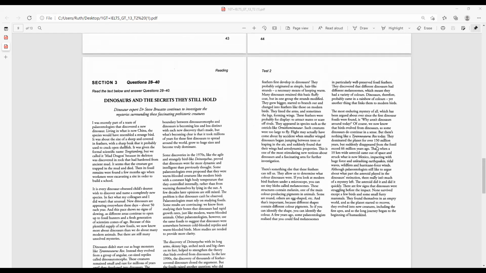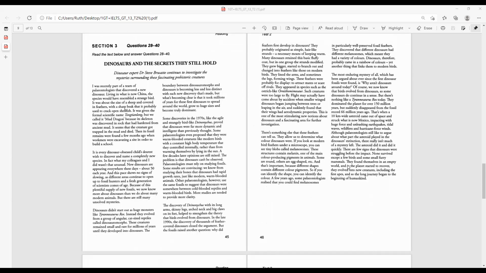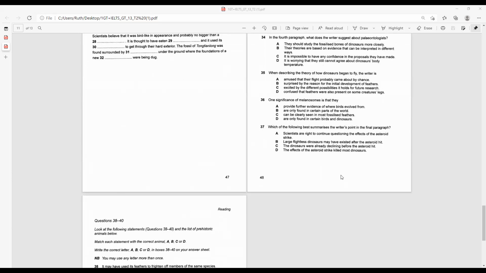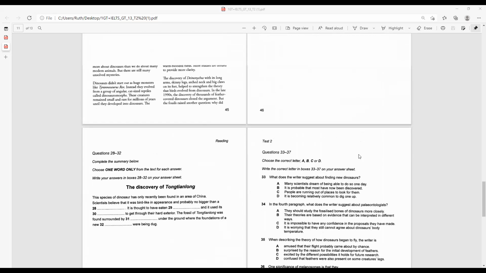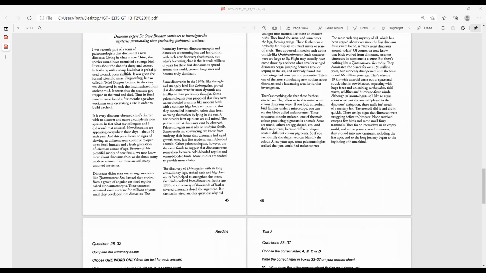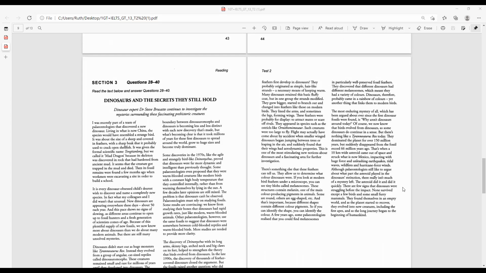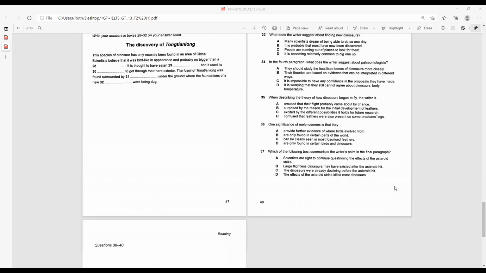So the effect of the asteroid. That's what is found in the last statement. They found themselves in an empty world and the planet started to recover. So it's talking about how the effects of the asteroid killed most dinosaurs. The empty world is telling us that the dinosaurs were all killed, and this word extinction as well. Okay.